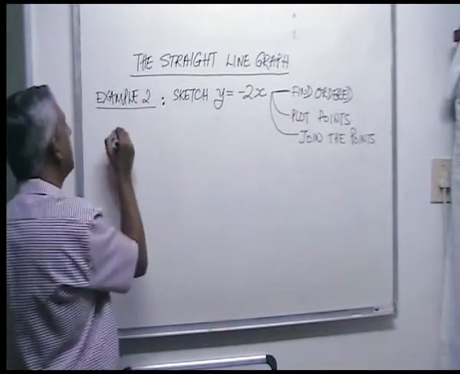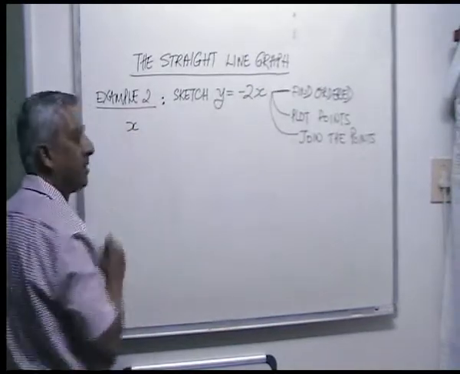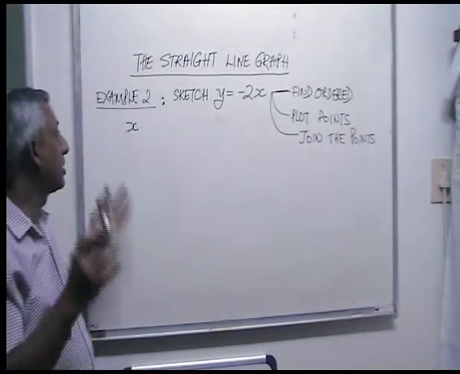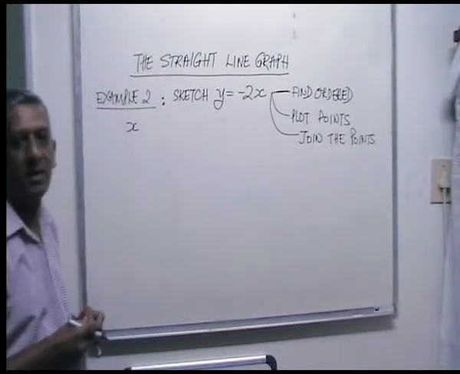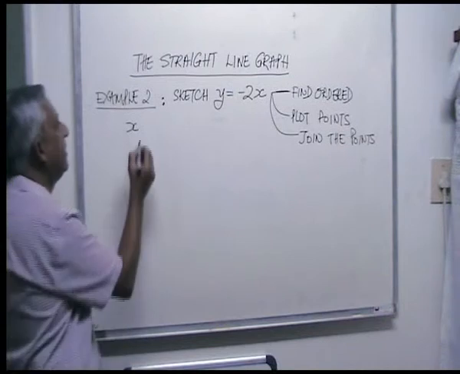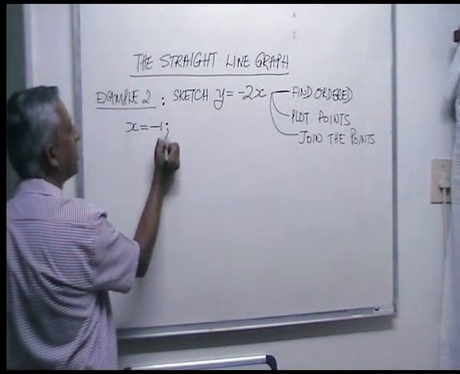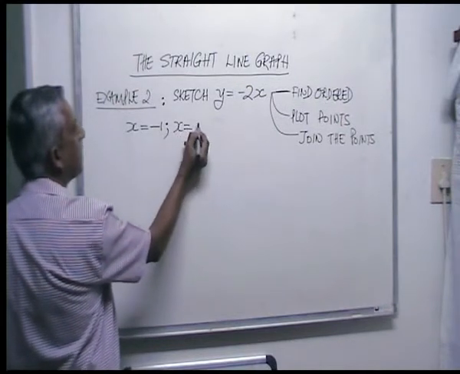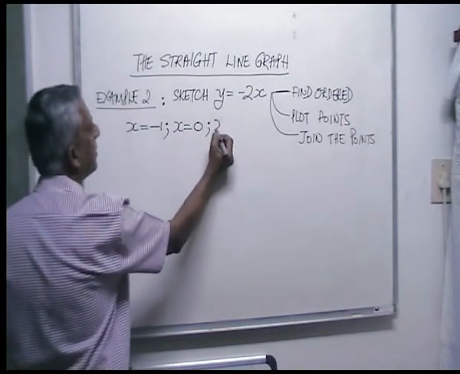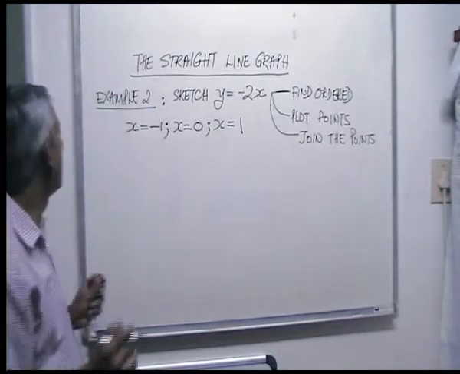So first we've got to choose the values for x. Again, the choice is yours. You can choose any x value you like, any minus number, 0 or plus number. Say you want to choose x is equal to minus 1. The choice is yours. Then you say, I want to choose x is equal to 0. And then x is equal to 1. You can choose what number you like.